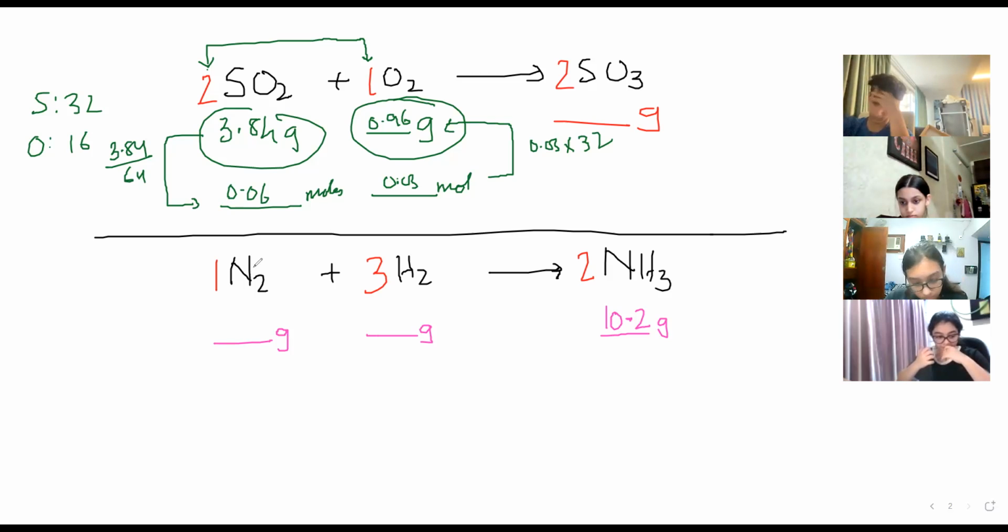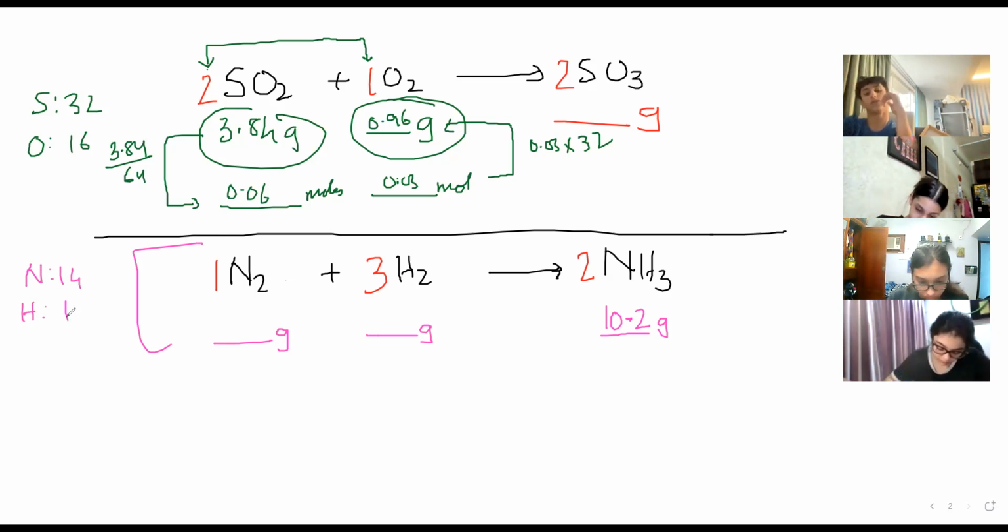Once you finish this, then start this. I have to form 10.2 grams of ammonia. So how many grams of hydrogen should I take and how many grams of nitrogen should I take? Same method. Can you give the molar mass of both? Please remember.